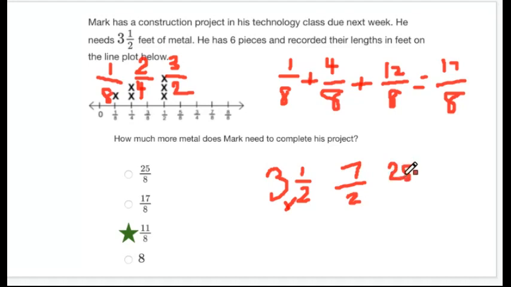And now I'm ready to subtract. And if I say 28/8 minus 17/8, then I will get 11/8.